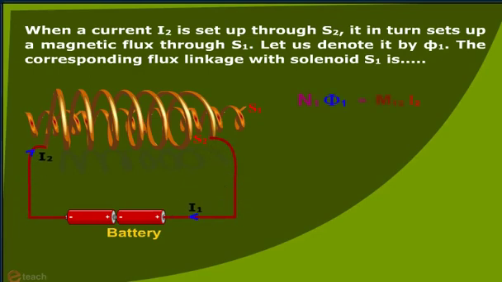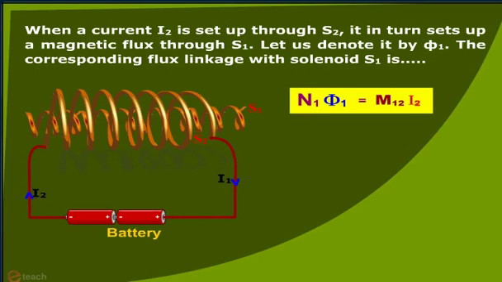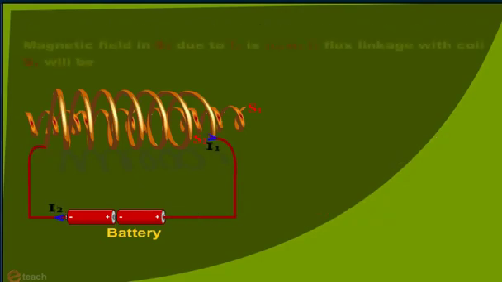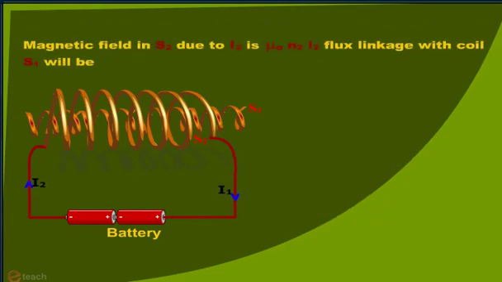N1 Phi1 is equal to M12 into I2. M12 is the mutual inductance of S1 with respect to S2. M12 is also called the coefficient of mutual induction. Magnetic field in S2 due to I2 is mu naught N2 into I2.